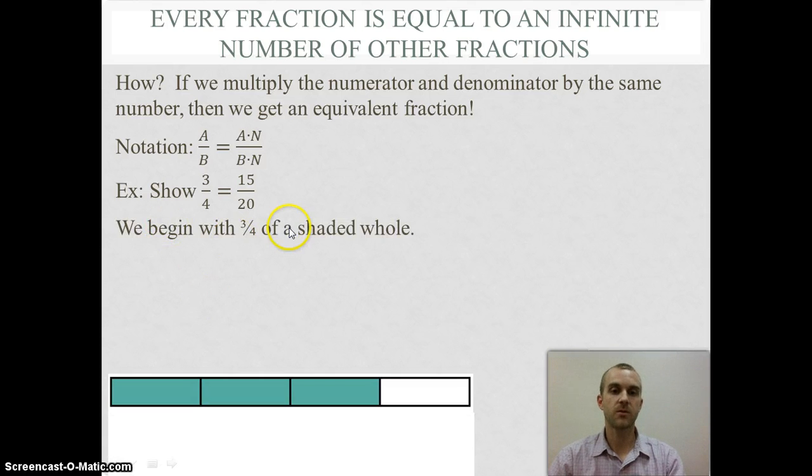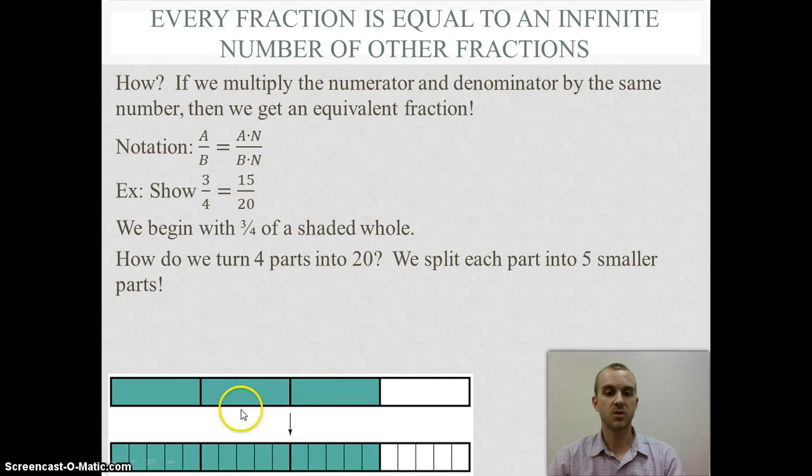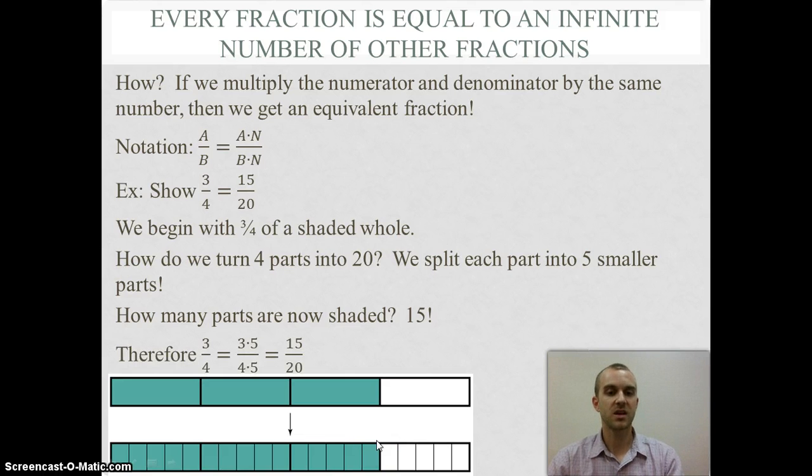Let's look at the example of 3/4 equal to 15/20. First, we start with 3/4 of a shape shaded. We've got three shaded parts out of 4. Now we want to say, how can we turn the denominator of 4 into 20? Well, we can take each of these parts and split them into 5 smaller parts. When we do that, we can now count and see how many are shaded. There would be 15 shaded parts out of all 20. So what this tells us is that 3/4 will be equal to (3 times 5)/(4 times 5), which is 15/20.